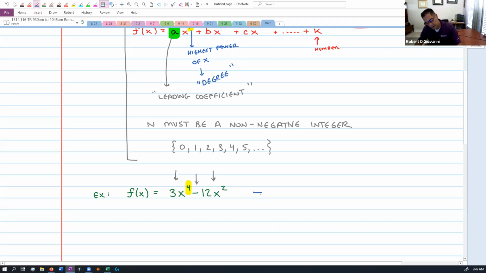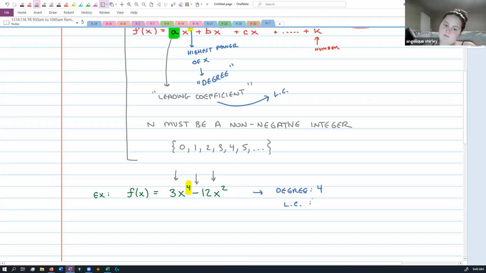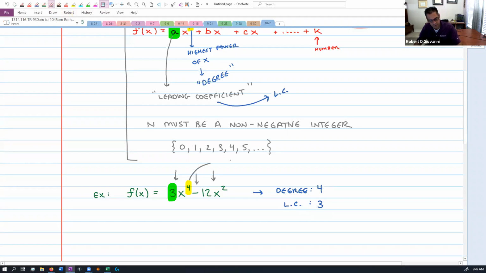So I could say for this, that the degree of this polynomial is 4. And then what about the leading coefficient? I'm going to call it LC from now on because I don't like to write that over and over. So what would the leading coefficient of this one be? 3. It's the number in front, right? So the leading coefficient is 3. That's this number right here. Okay, so degree was 4, leading coefficient was 3.